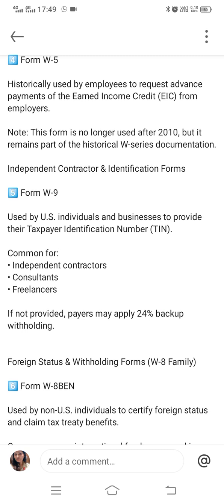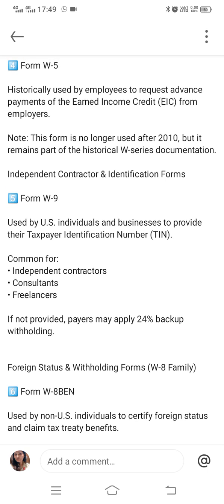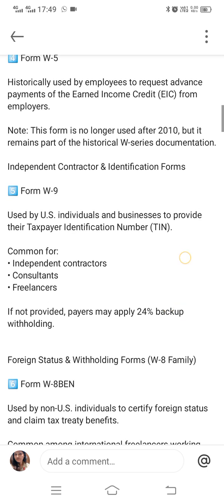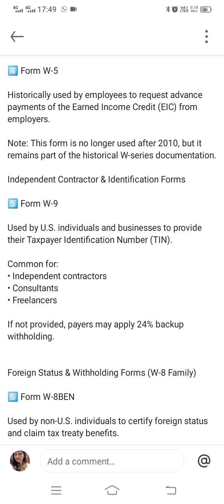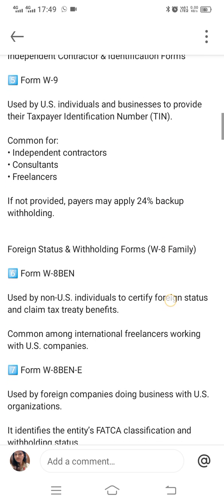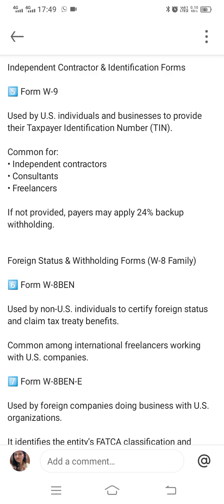Now comes form W5. W5 was historically used by employees to request advance payment of the earned income credit from employers. This form is no longer used after 2010, so you do not need to worry about it, but earlier it was used for this purpose, so you can have a read and understand. But now the form is no longer in compliance.